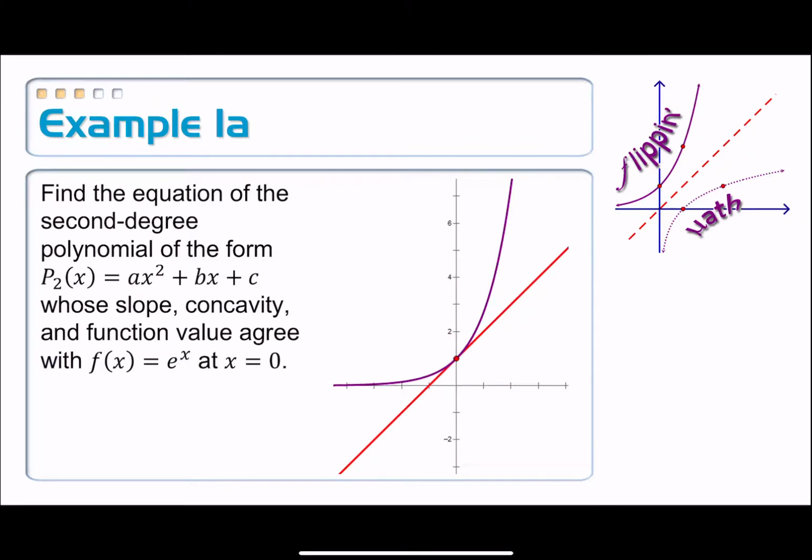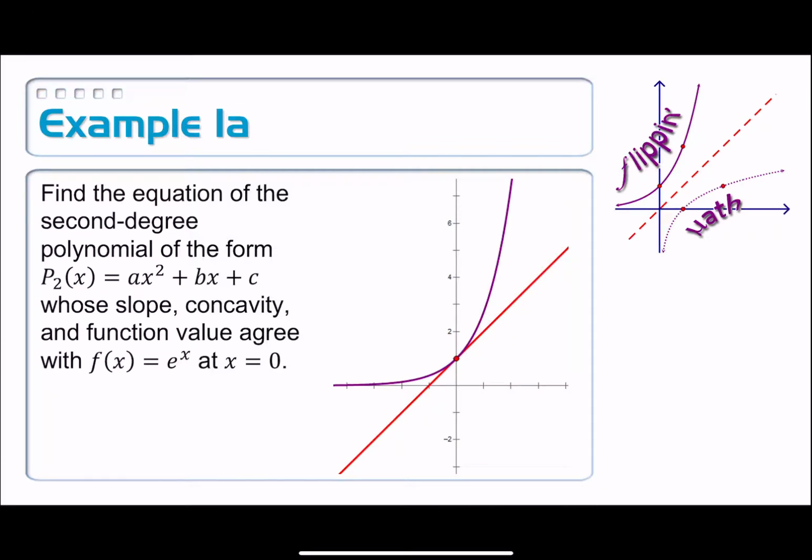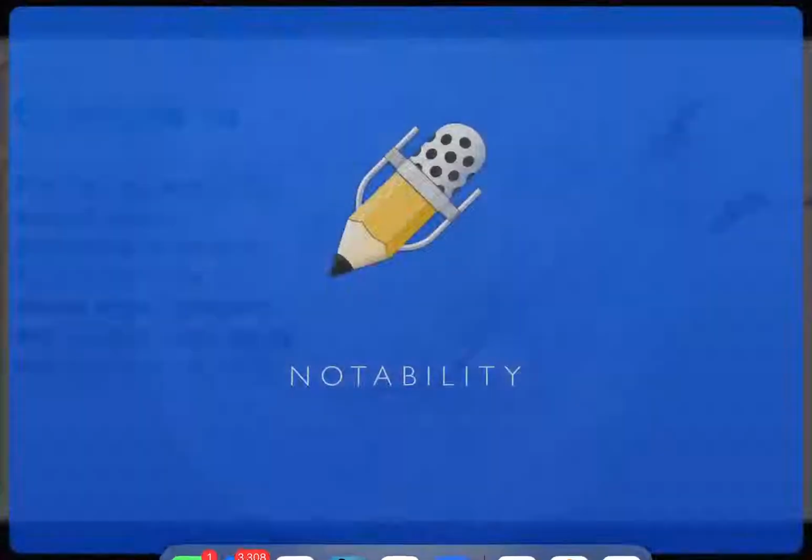Example 1a. Find the equation of the second degree polynomial of the form p sub 2 of x equals ax squared plus bx plus c, whose slope, concavity, and function value all agree with f of x equals e to the x at x equals 0. The point of this exercise and the following exercises is to lead towards a process that we're going to come up with a Taylor polynomial of any degree. But we've got to start someplace. We might as well start with the quadratic.